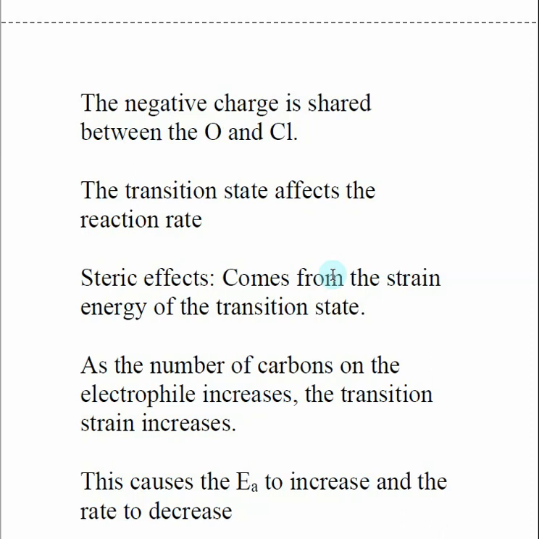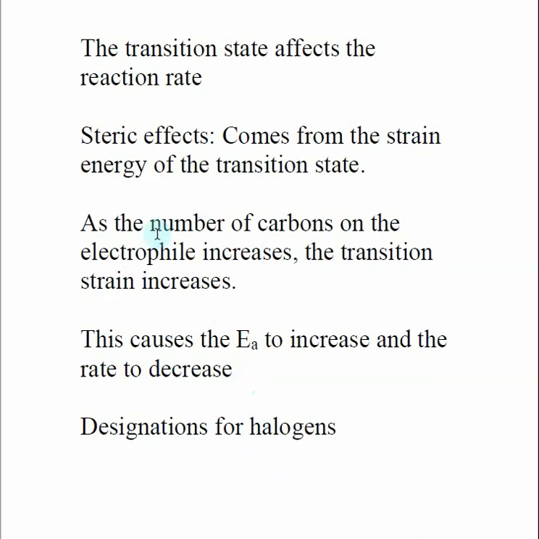But what happens when we start exchanging those hydrogens for carbon? So the strain that we get as we start getting larger groups attached to my electrophilic carbon, that's going to create strain. That's going to destabilize my transition state, and this is going to make the energy of my transition state larger, and that's going to cause my energy of activation to increase.